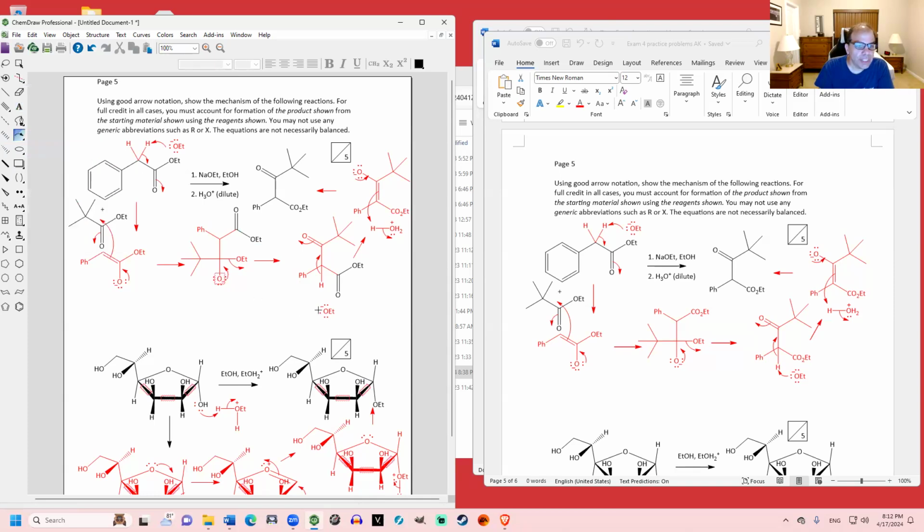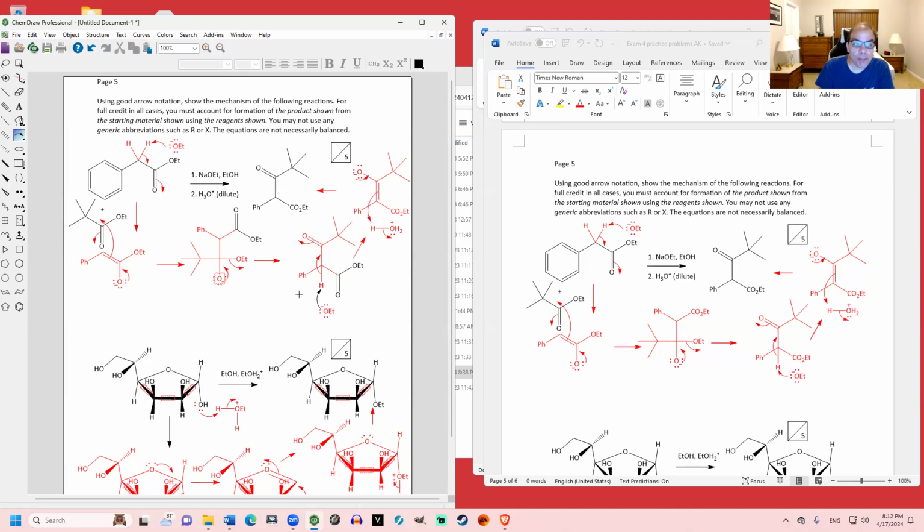The mechanism continues by the base that we're given pulling off the proton that's between the two carbonyls. You could push the minus charge onto either oxygen. It doesn't matter. Not only will we not take off points, we won't even notice. It's just another resonance form of the same molecule. And that gives you this enolate. The enolate gets protonated at carbon by H3O+, which we then add.